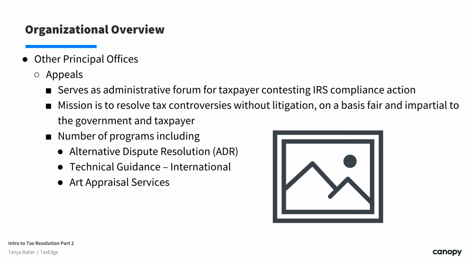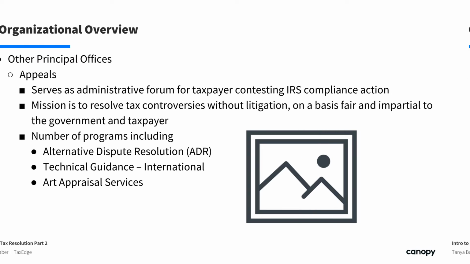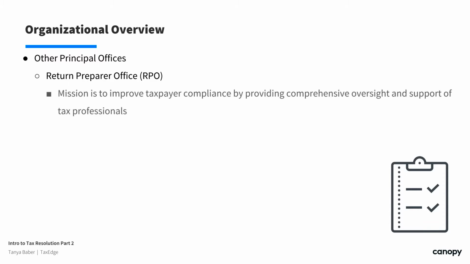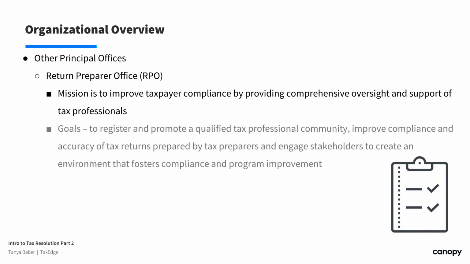Other principal offices, we have the Return Preparer Office. Now, this is kind of like dealing with us, right? Their job is to improve taxpayer compliance by providing oversight and support of the tax professional community. It's those of us that are the tax professionals. So here they want to promote a qualified tax professional community. They want to improve compliance of returns by these preparers, if you look at the strategy or the goals of everything.